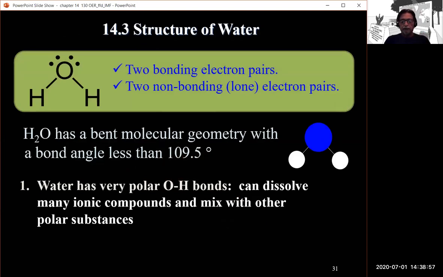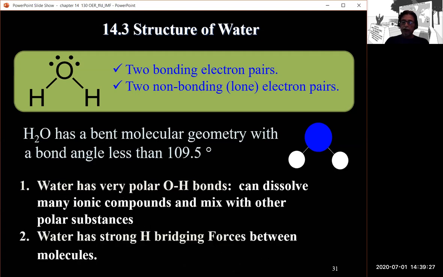Not much to say about water here. We're just going to talk about it very quickly. We did this before in Lewis dot structures. We determined there's two bonding electron pairs, and then there's two non-bonding or lone electron pairs, giving a bent structure. The bond angle is much less than 109.5. Okay, and water is very, very polar. Okay, and it has very strong hydrogen bridging forces between the molecules.